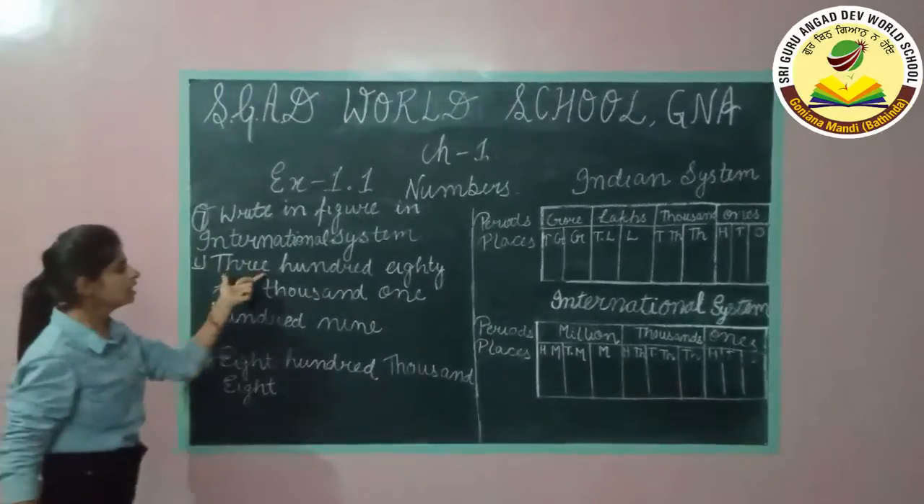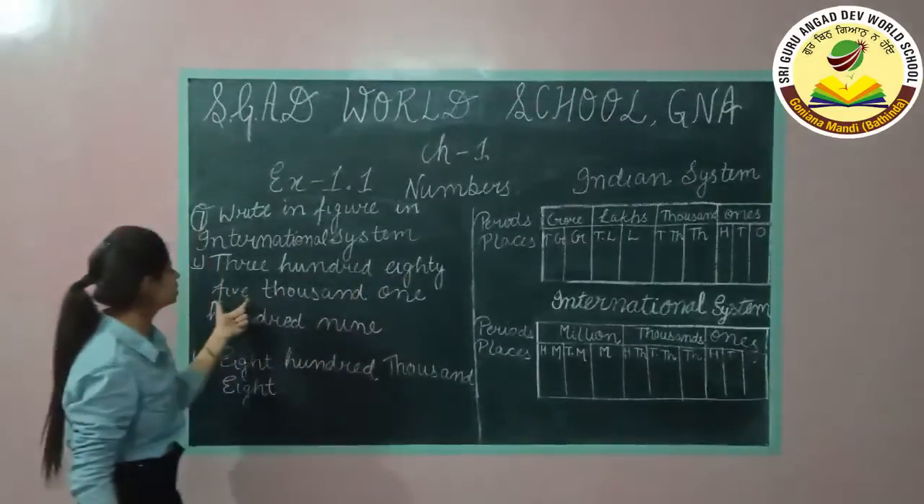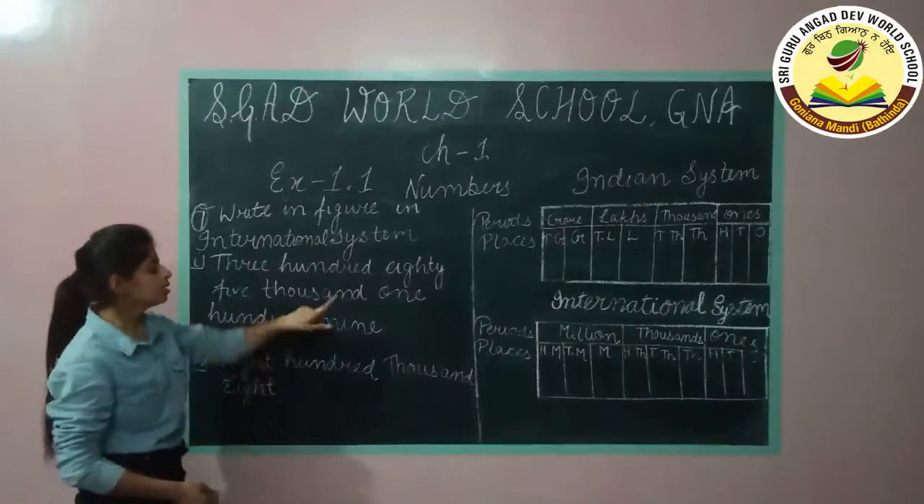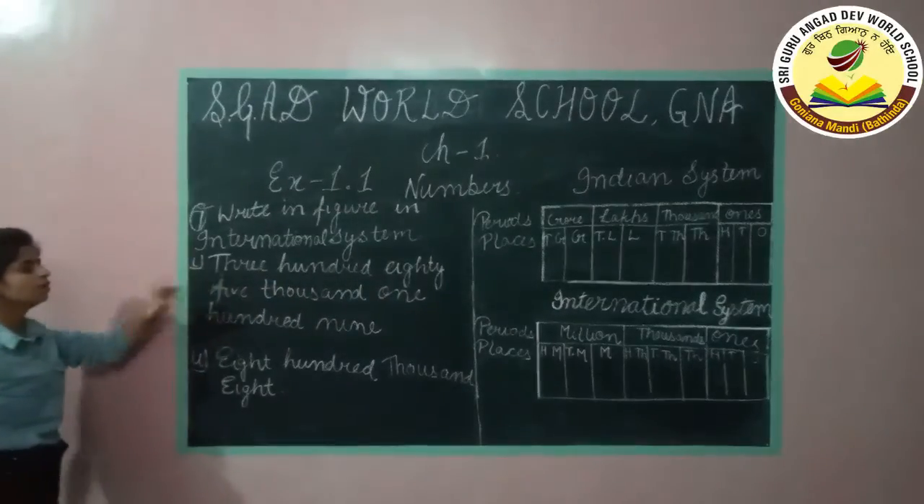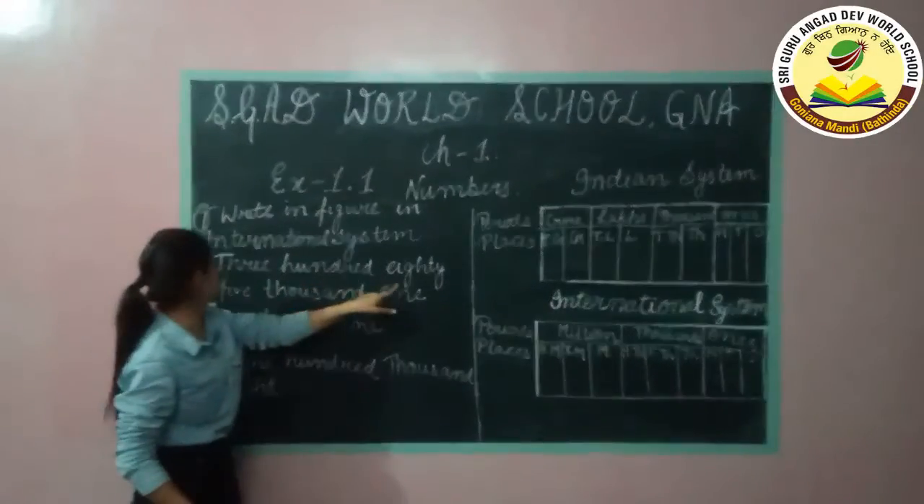In the seventh part: write in figures in the international system. There is given 385,000. These are in the period of thousand. We write 385.